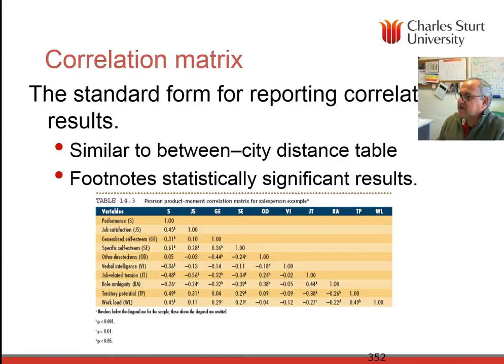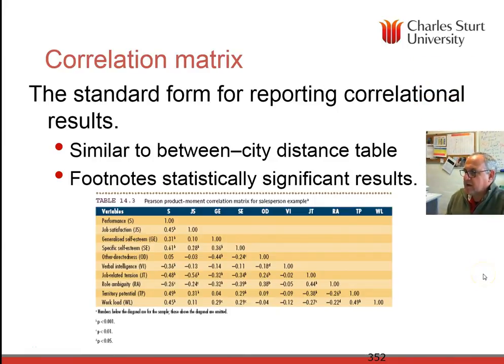Okay, here's some examples of correlation, of what we often call a correlation matrix, and this comes from a study which has looked at a number of measures such as performance, job satisfaction, and so on. So you can see here, in terms of satisfaction, you can see it's related to esteem, outer directness, less to verbal intelligence, territory, and to workload.